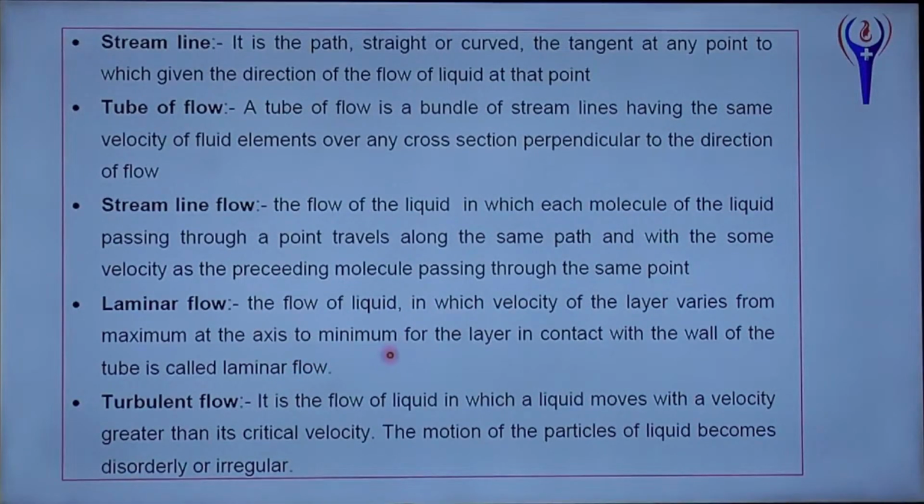Laminar flow is the flow of liquid in which the velocity of the layers varies from maximum at the axis to the minimum for the layer in contact with the wall of the tube. That is called laminar flow.